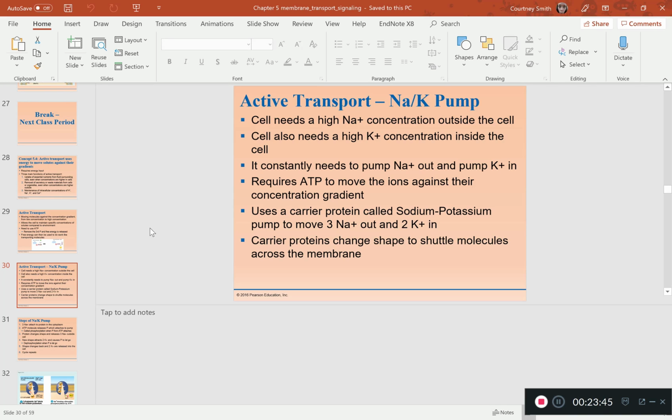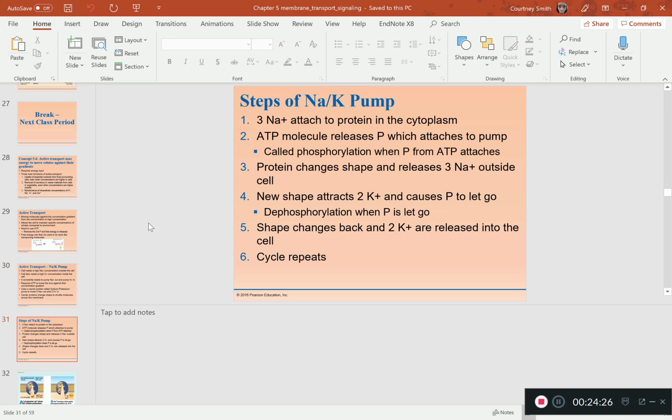the concentration of each molecule for each cell. Meaning these first two bullets right here. The cell likes to have high sodium outside. So if it likes high sodium on the outside, that means it likes high potassium on the inside. And then it's the exact opposite on the other side. So there is low sodium inside and high potassium inside, and there's high sodium outside and low potassium outside. That's the idea of the sodium potassium pump.